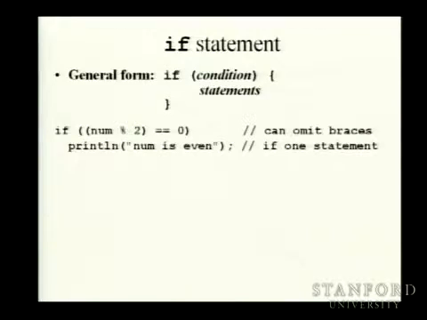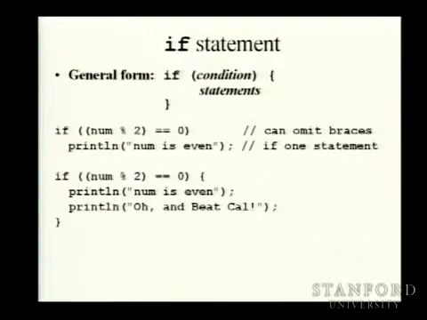If its remainder is equal to 0 when it's divided by 2, it's even, so we're going to write out num is even. Now notice here I don't have the braces. It turns out there's one special case: if you have an if statement, and it actually applies to a couple other things, and the body is only one statement, you don't have to have it inside braces. If it's more than one statement, like this, then you have to have the braces. And so this is just a special case that exists.